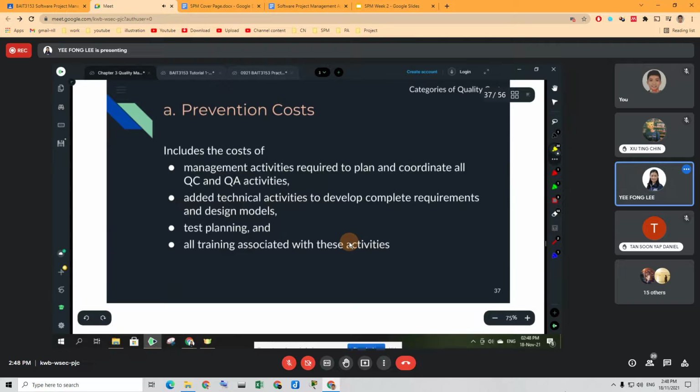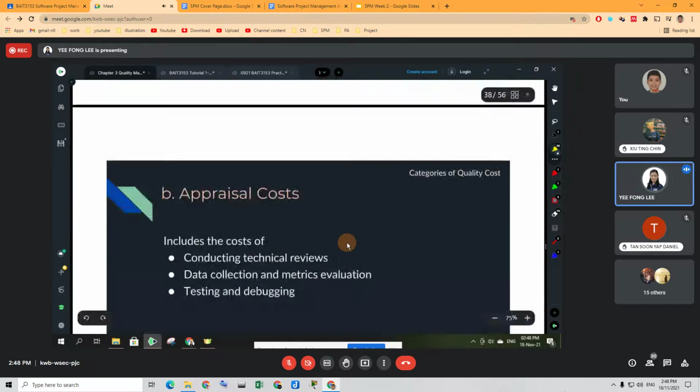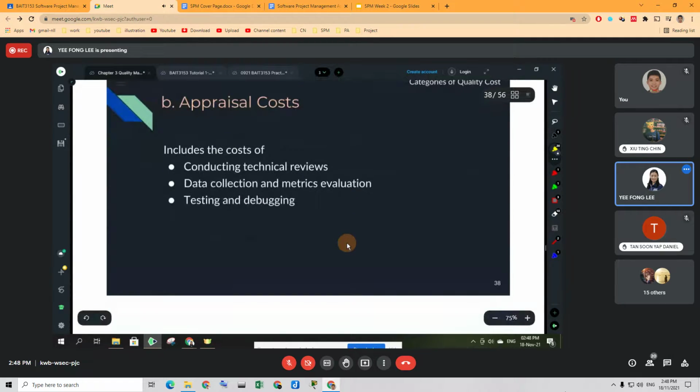Next one. We look at the next slide here. Appraisal cost consists of conducting technical review, data collection, metric testing, and debugging. So this appraisal cost might be incurred to maintain an acceptable product quality level.